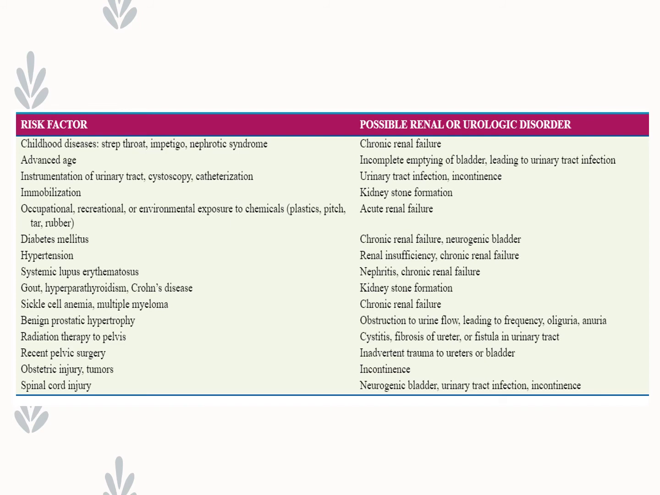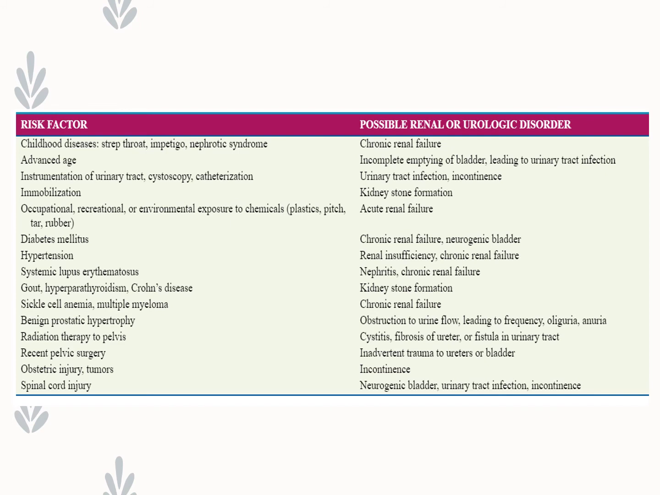Diabetes mellitus can cause chronic renal failure and neurogenic bladder problems. Hypertension can cause renal insufficiency. Remember, with hypertension you're not getting enough blood to these organs, which could cause chronic renal failure. Systemic lupus can cause nephritis and chronic renal failure. Gout, hyperparathyroidism, and Crohn's can cause kidney stone formation. Don't forget about your calcium and phosphorus interaction. Sickle cell anemia and multiple myeloma can cause chronic renal failure.